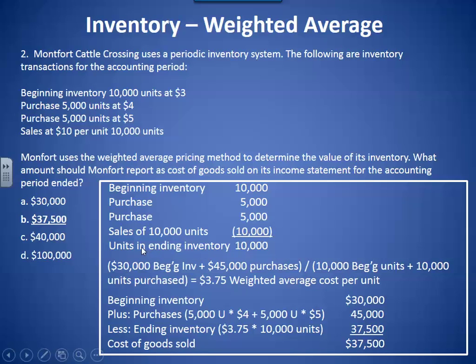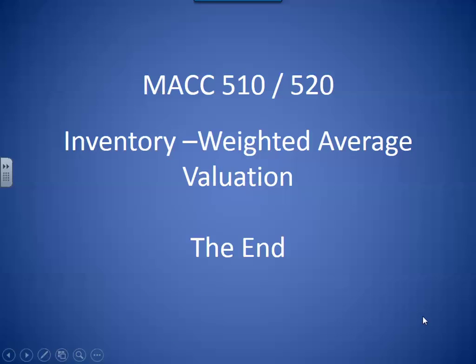What we see from our computation is we had 10,000 units in ending inventory. So 10,000 units times $3.75 equals $37,500. So in this case, the cost of goods sold would be equal to $37,500. It looks like an odd amount because of the ending inventory, but this just happens to calculate out this way. So that's the answer to question number 2, and that is the end of weighted average valuation for periodic inventories.